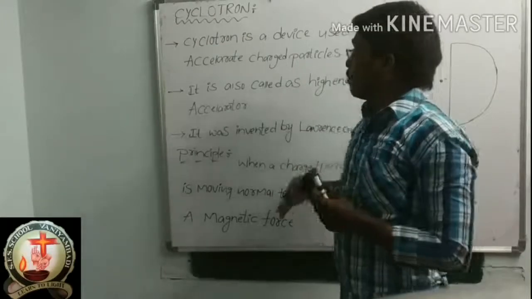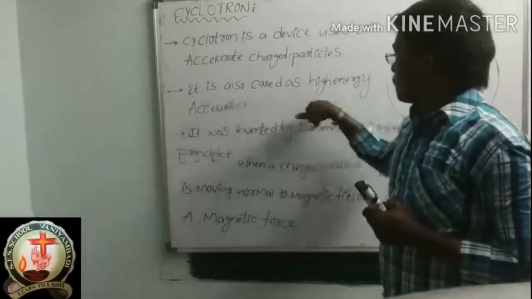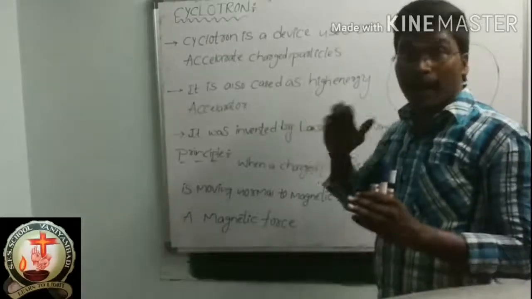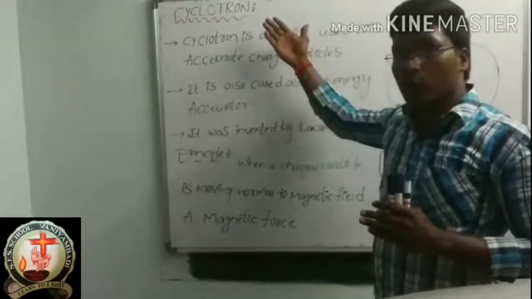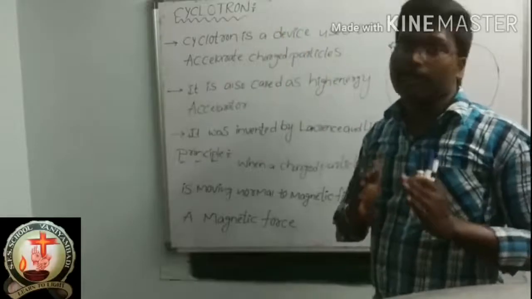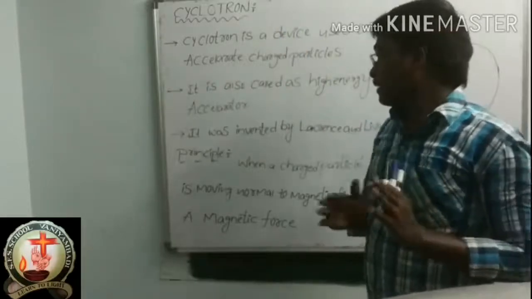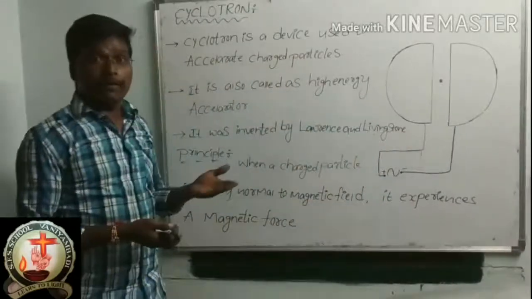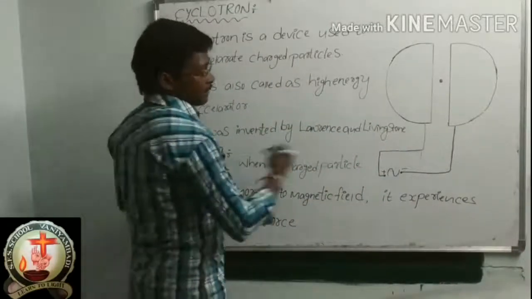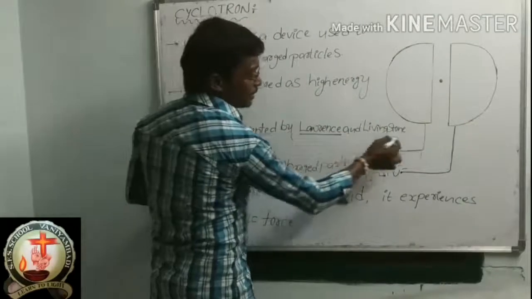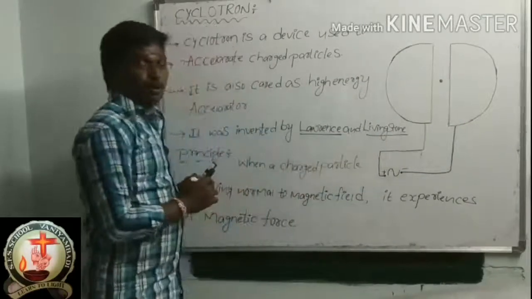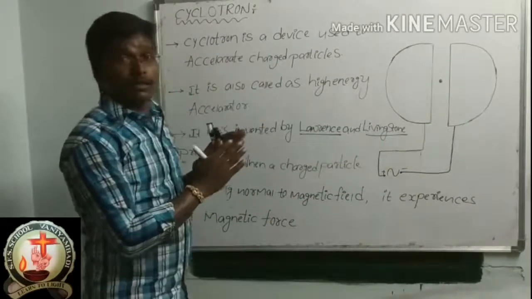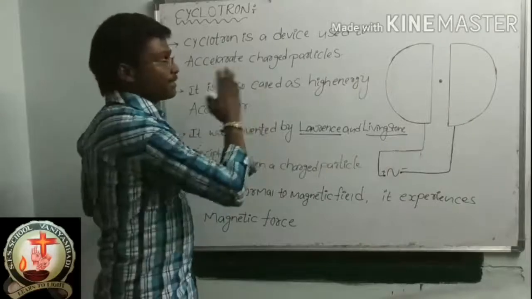Now it is also called a high energy accelerator. So another name for the cyclotron is what? High energy accelerator. And it was invented by Lawrence and Livingston. Who invented this? These are the scientists' names, Lawrence and Livingston. So both of these scientists invented this cyclotron.